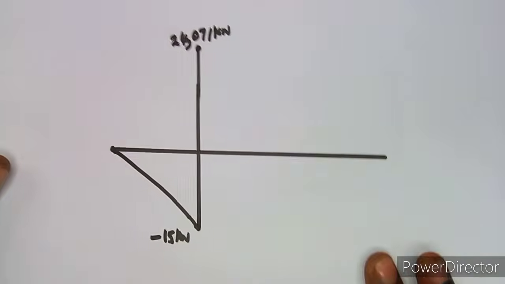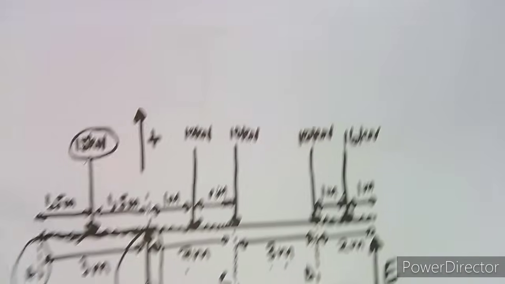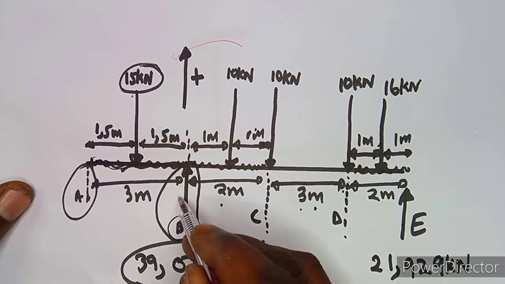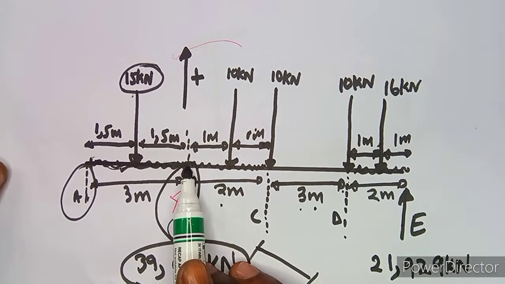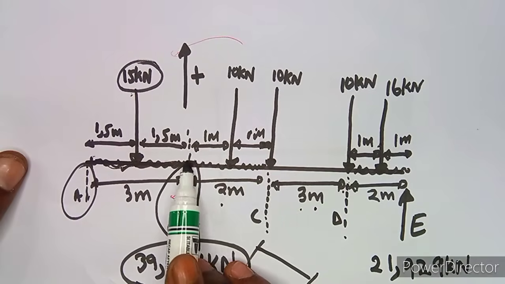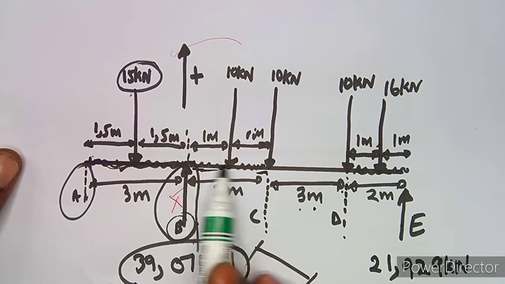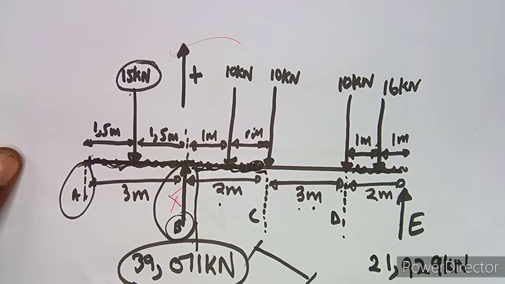Remember, we are at B. Let me just indicate with a pen so that we will know where we are. We are at B, so B is taken now. From B to C here, there's a distance of 2, but there's a distributed load now. Remember, this is also a distributed load that we had.